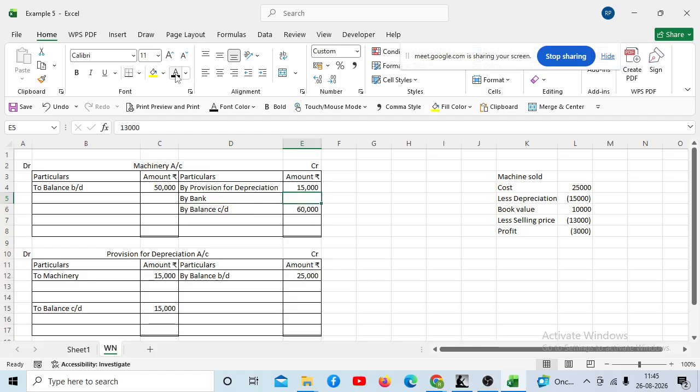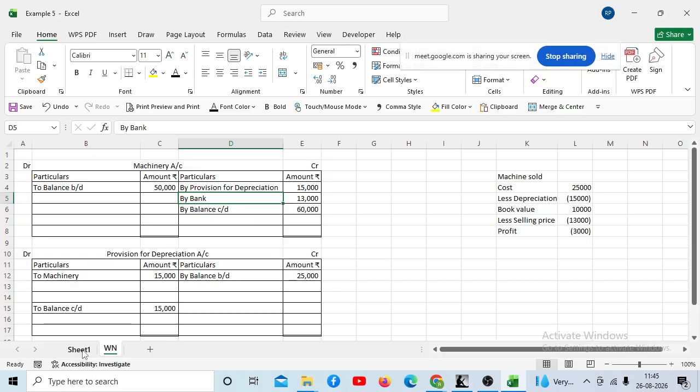13,000. Now see, the second effect of this will come in the cash flow statement, because wherever money is involved, it will go in the cash flow statement, right? Buy bank. So it is an investing activity.